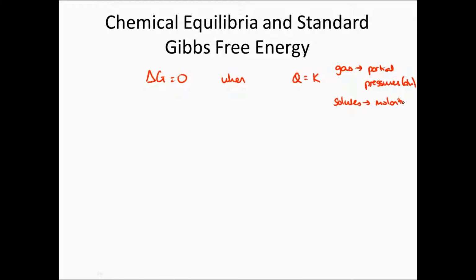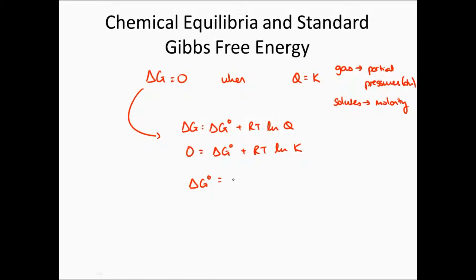Then we know that delta G is equal to delta G standard, plus RT ln Q. So substituting in what we have here, 0 is equal to delta G naught plus RT ln K. And so rearranging this, the standard Gibbs free energy is equal to minus RT ln K. And this is very important because you can then relate the standard Gibbs free energy, which is a thermodynamic quantity, to the observed equilibrium constant.